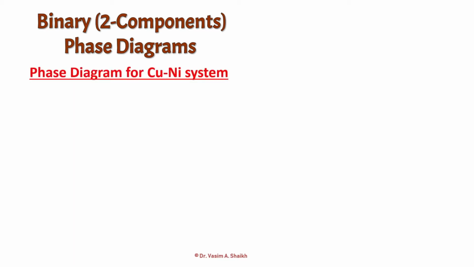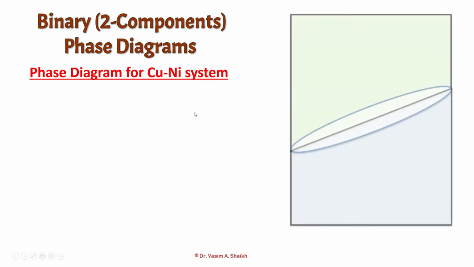Here, when we are discussing binary phase diagram, I'll take an example of a copper nickel system. Binary means it has copper and nickel. These are the two components of this binary phase diagram. And now let us look at a phase diagram of copper and nickel.